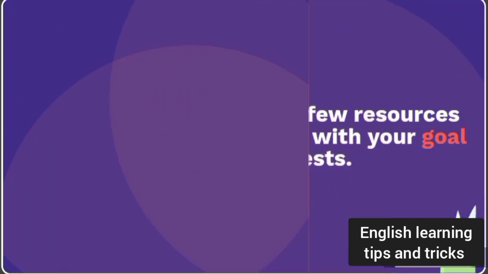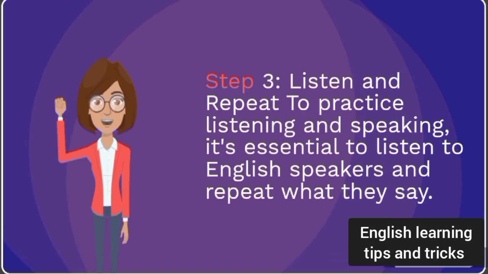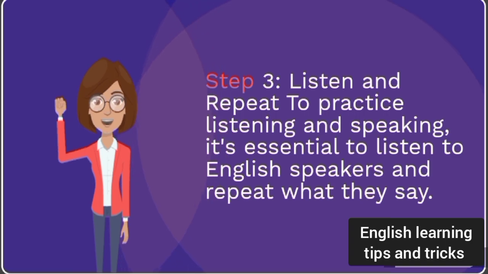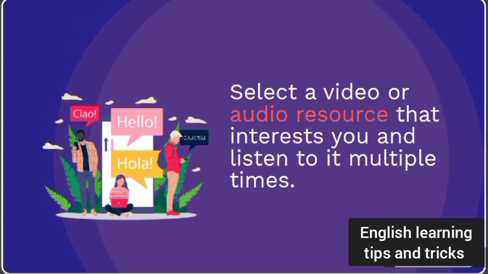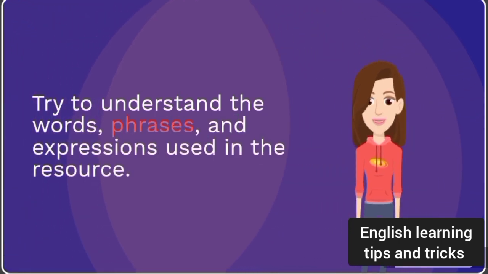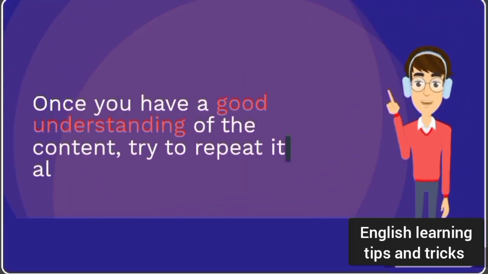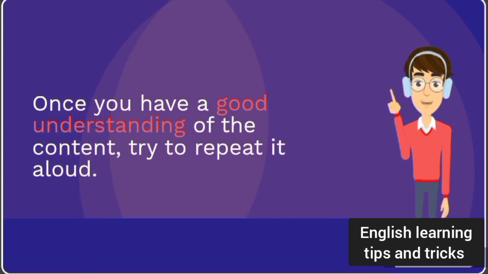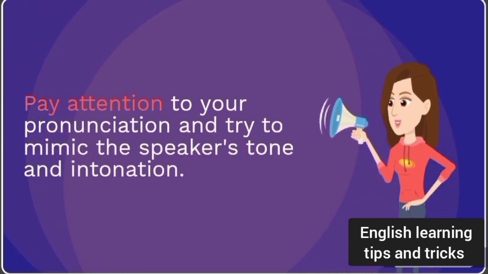Step 3. Listen and repeat to practice listening and speaking. It's essential to listen to English speakers and repeat what they say. Select a video or audio resource that interests you and listen to it multiple times. Try to understand the words, phrases, and expressions used in the resource. Once you have a good understanding of the content, try to repeat it aloud. Pay attention to your pronunciation and try to mimic the speaker's tone and intonation.